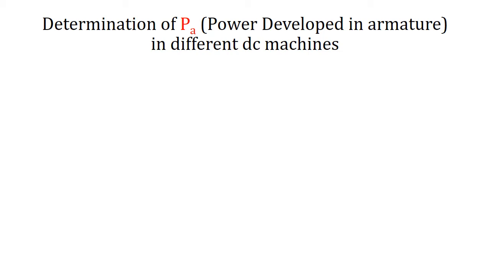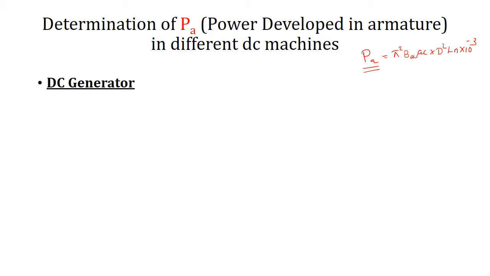As we know, the output equation of DC machines relates the power developed in armature PA to the various parameters such as diameter, length, and the output equation is like this: PA is equal to pi square B average AC into D square ln into 10 raised to minus 3. So here we need the value of PA in order to substitute in this equation. So how to find the value of PA?